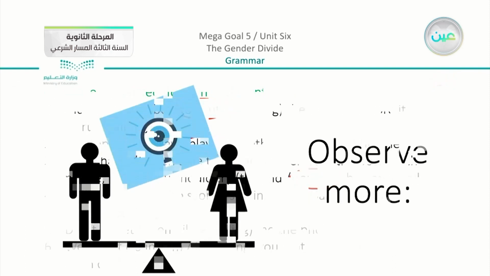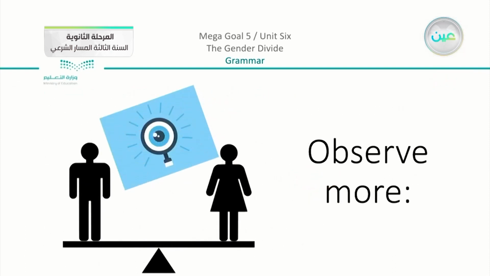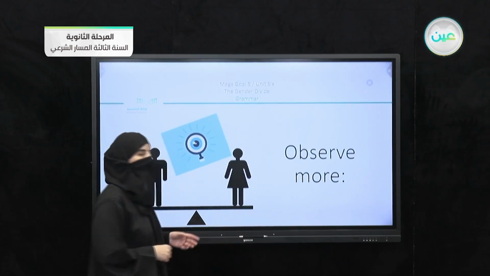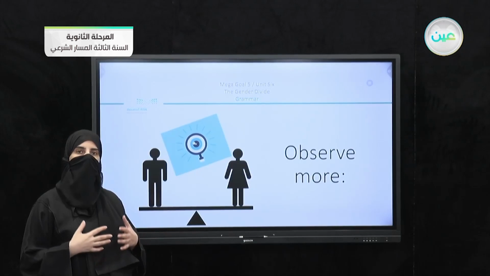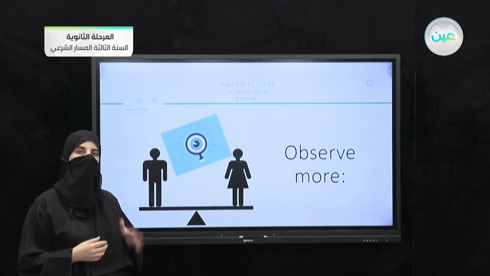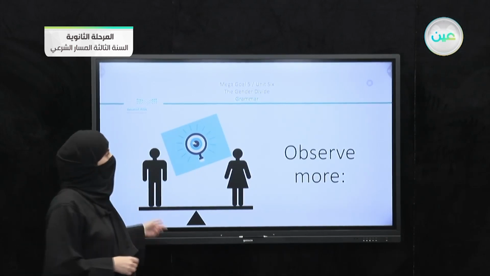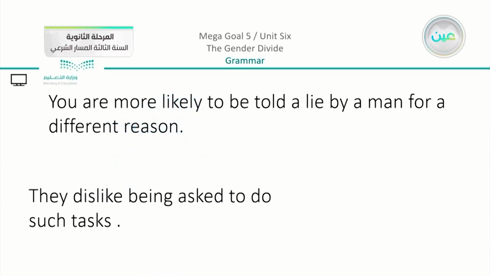Now we do have some other things to observe. We're going to observe more. Now we did mention that we have here the gerund and the infinitive. We mentioned the basic part, which is using them with 5 different verbs. Now we are going to observe these sentences. We have here: you are more likely to be told a lie by a man for a different reason. We have another example: they dislike being asked to do such tasks. So you can see that we have be in both examples.